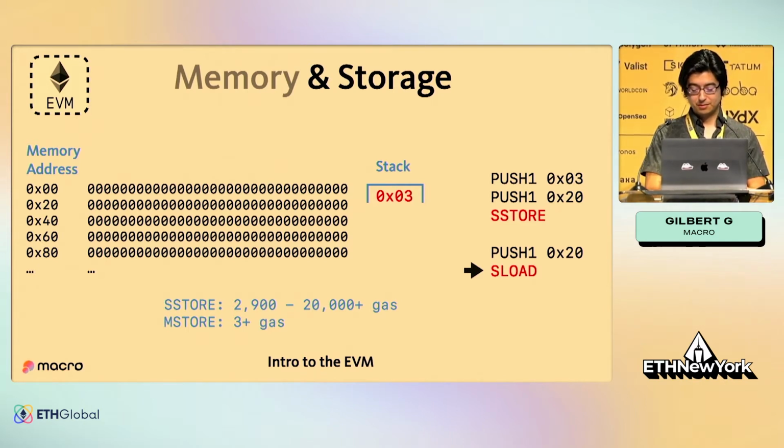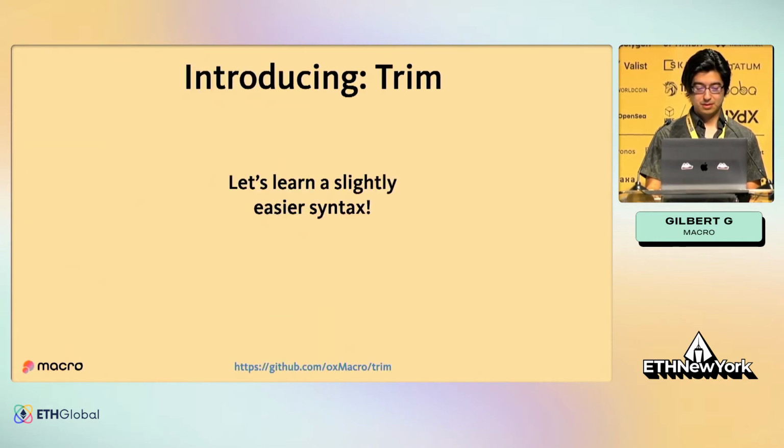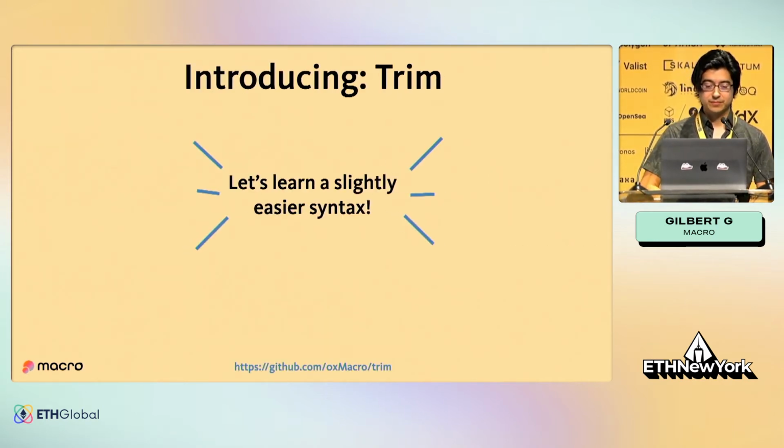But that's effectively it. So we just went over the stack, we just went over memory, we just went over storage. Memory is like a giant array. Storage is like a key value database. And that's all you really need to get going with the EVM.